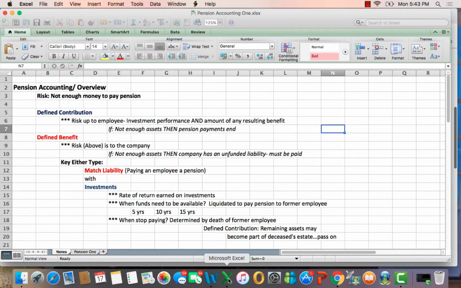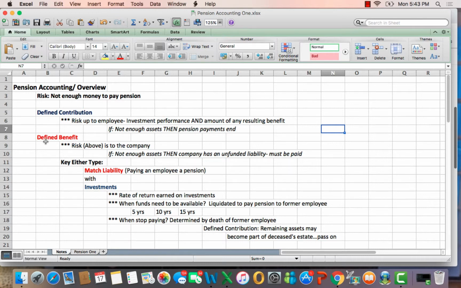And I wanted to talk about today a difficult subject, which is pension accounting, that appears on both the CPA exam and in undergraduate intermediate accounting courses. This is really misunderstood, so let's do an overview for starters. If you're a business that offers a pension, the risk that you face is that there's not enough money in the bucket, if you will, to pay the pension.